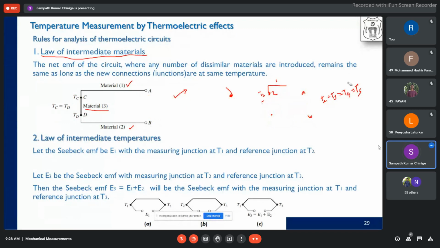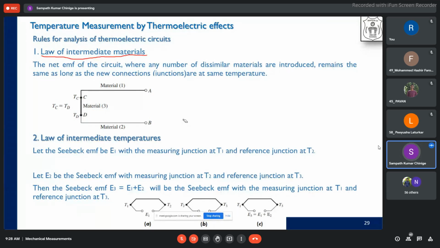Clear? Now, the law of intermediate temperatures. So far we have only dealt with what happens if we introduce different materials. If we increase the number of materials with junction temperatures remaining the same, there is no change in the EMF. Next one is the law of intermediate temperatures.